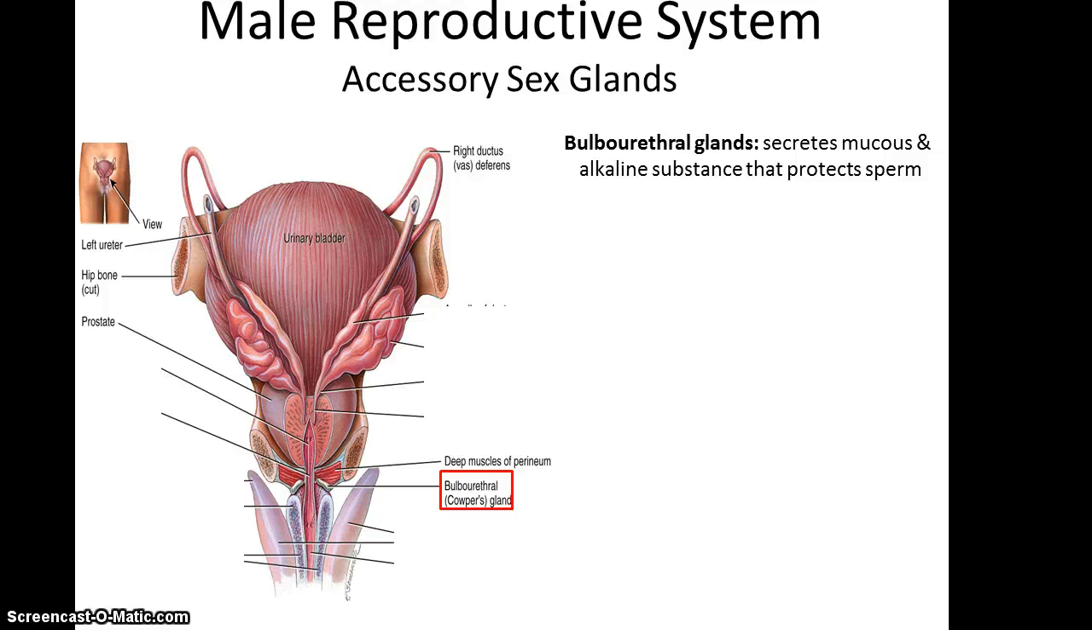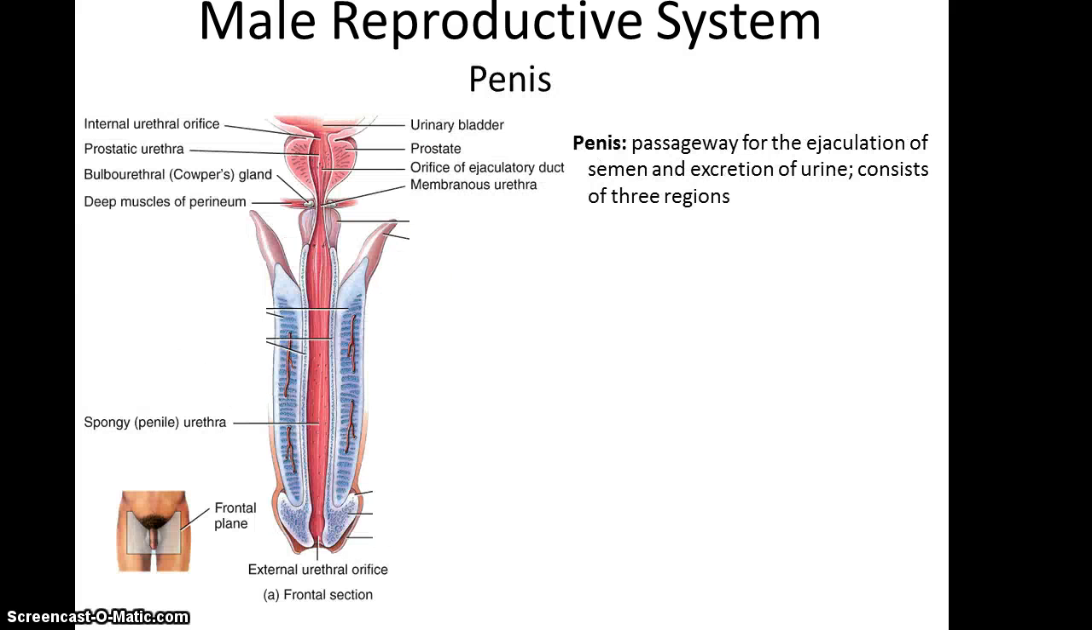And then, as the semen goes through the membranous urethra, the bulbourethral glands will add their production. They secrete mucus and an alkaline substance that helps to protect the sperm in its journey within the uterus. Finally, the semen will be ejected through the spongy urethra to leave the body out of the external urethral orifice. So the penis is basically a big passageway for the ejaculation of semen and also excretion of urine in males.